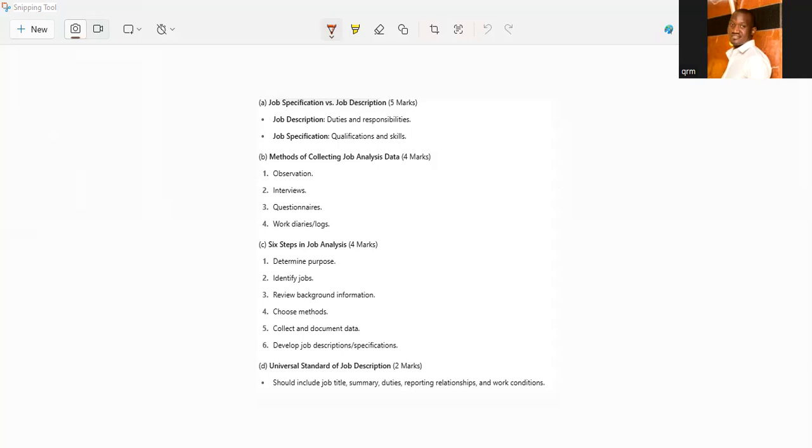Then we go to job specification. Here we are looking at what kind of a person is best suited for the role. It looks at the qualifications, the experience, the skills, the personal attributes that are required to perform a particular job. So it focuses on the kind of person who's best suitable for the job. So for instance, a diploma in procurement, 3 years experience, okay? Those are job specifications. Are we together? Specs of the job. All right.